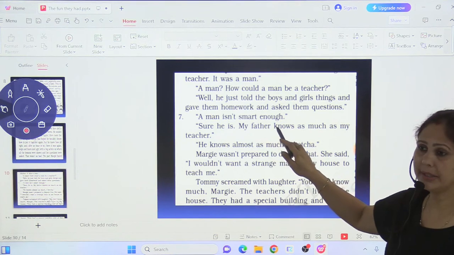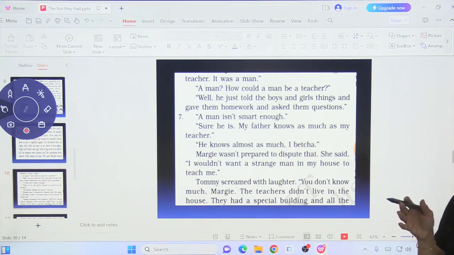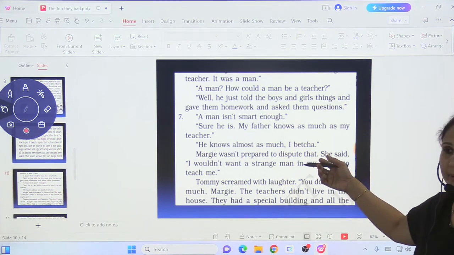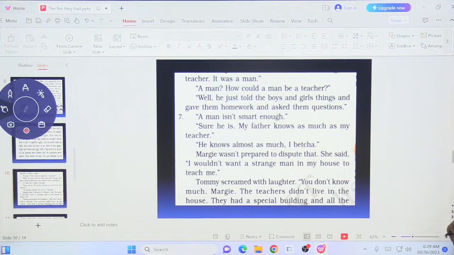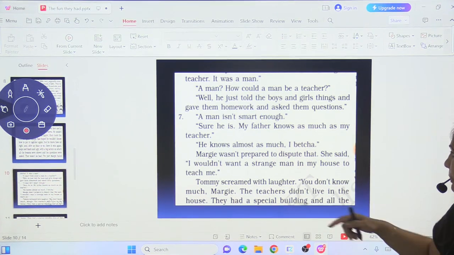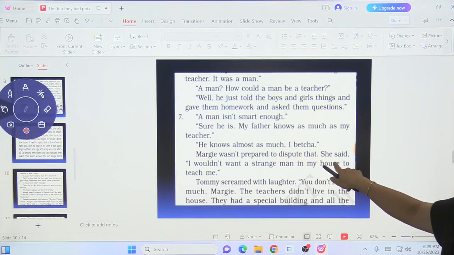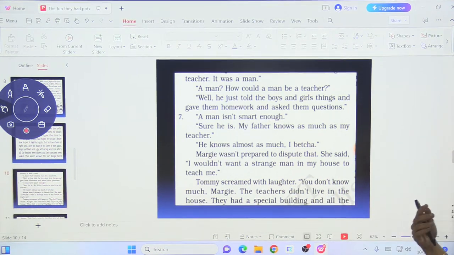"A man isn't smart enough." So what is Margie trying to say here? That a man cannot have that much knowledge, or he cannot be as smart as our computer or the mechanical teacher is. "Sure he is. My father knows as much as my teacher." So he replied, it's possible, because my father has the same kind of knowledge as a computer or as your mechanical teacher has. "He knows almost as much as I betcha." Betcha is an informal term for "bet you." So I can bet that he knows as much as a mechanical teacher knows.